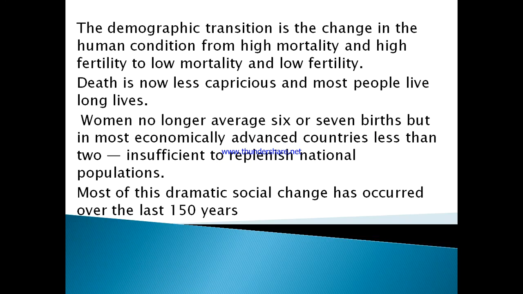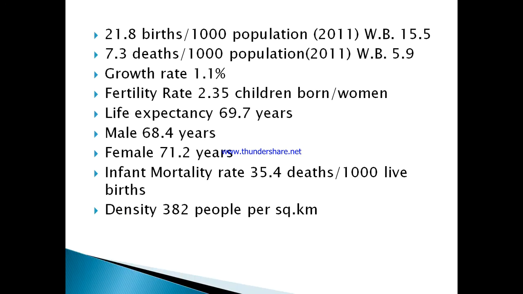The demographic transition is a change in the human condition. So we can say that the demographic transition is a change in the human condition from high mortality and high fertility to a low mortality and low fertility. Death is now less capricious and most people live long lives. Women no longer average 6 or 7 births, but in most economically advanced countries, less than 2, insufficient to replenish national populations. Most of this dramatic social change has occurred over the last 150 years.